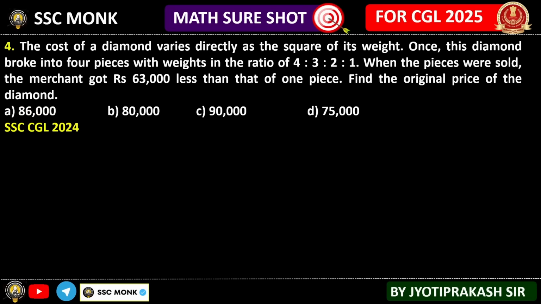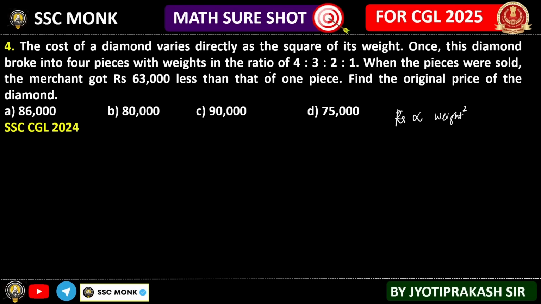Next. The cost of a diamond varies directly as the square of its weight. So what is it saying? Let's say I purchase a particular diamond, and whatever the amount I will be paying, it is directly proportional to the weight, and that to the square of the weight. Once the diamond broke into 4 pieces with weights 4, 3, 2, 1. When the pieces were sold, the merchant got 63,000 less than that of the original piece. What is the original price of the diamond?